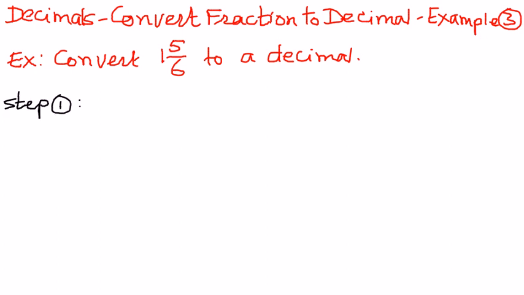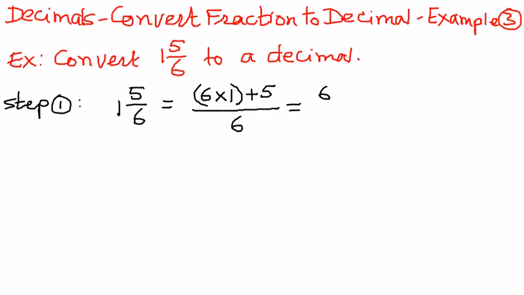First, we want to convert the mixed number into an improper fraction. 1 5/6 is a mixed number, and the way we convert that into an improper fraction is we take the denominator of the fraction, multiply it by the number on the side, take the product of that, and then add it to the numerator of the fraction, and then divide that whole number by the denominator, which is equal to 6. So 6 times 1 is 6, plus 5, divided by 6.